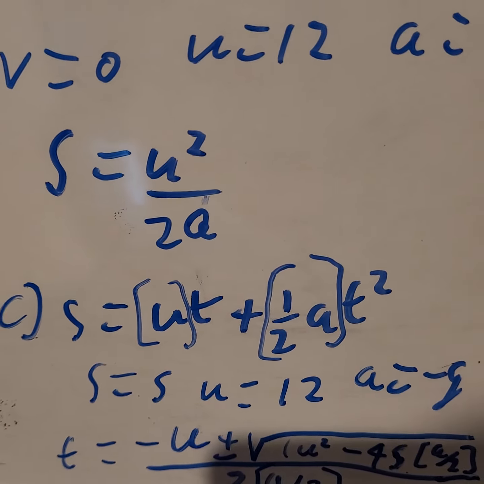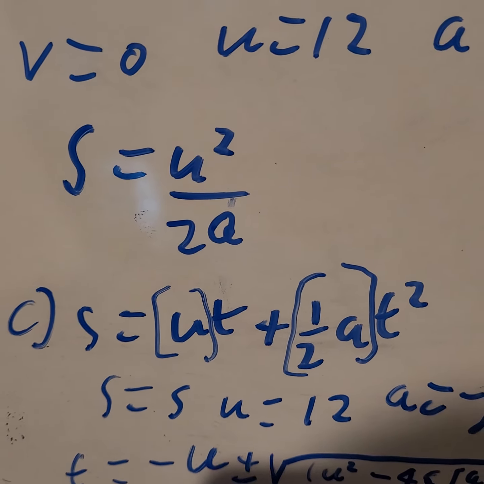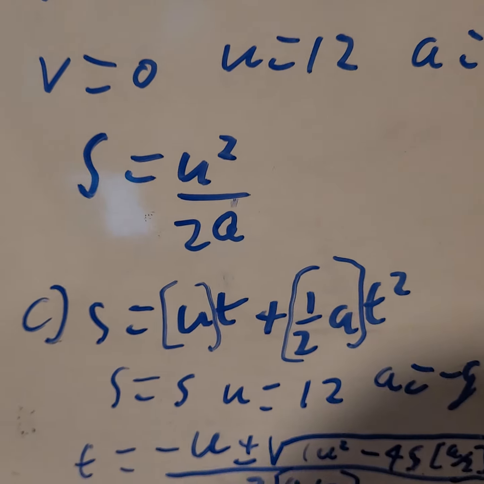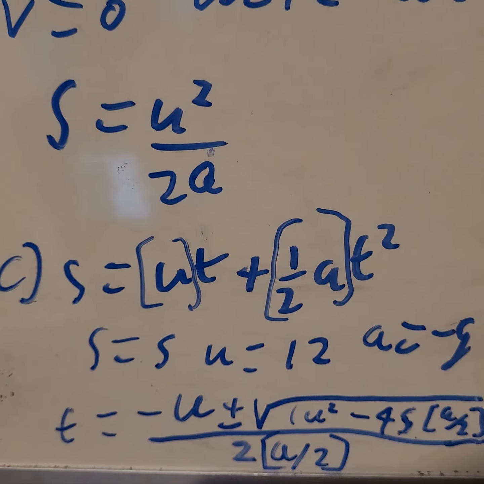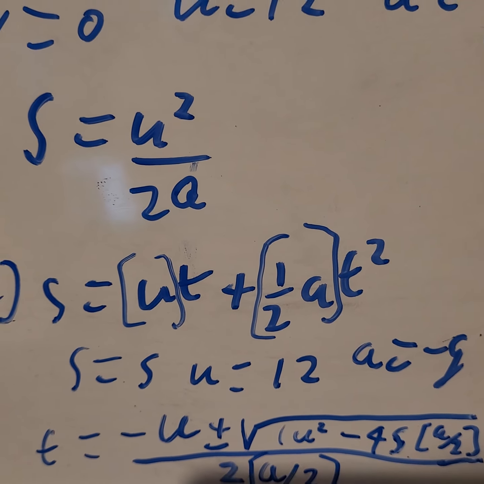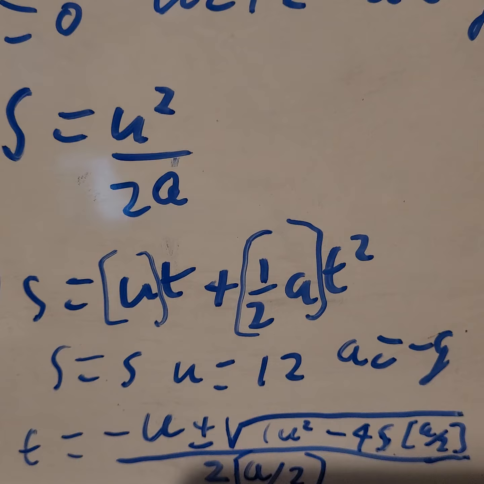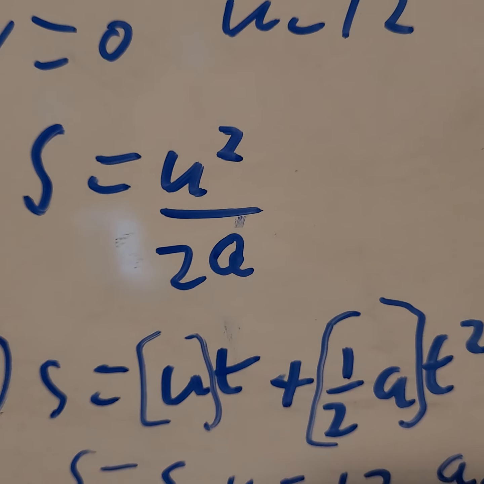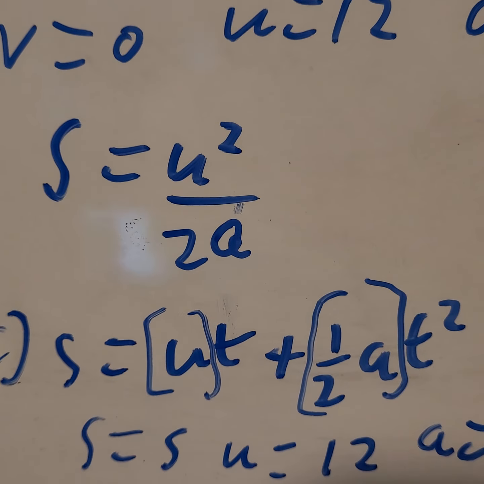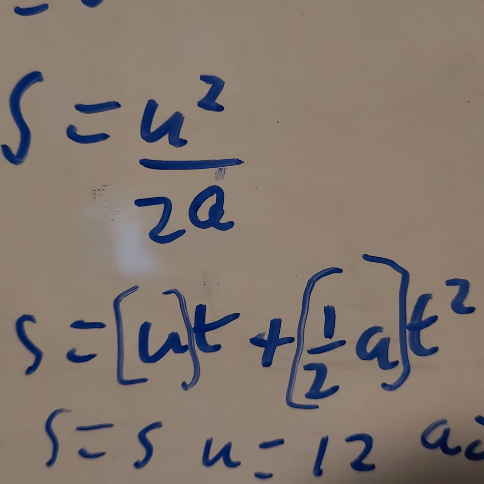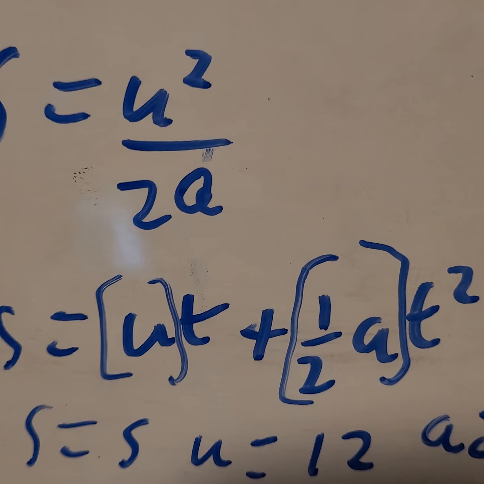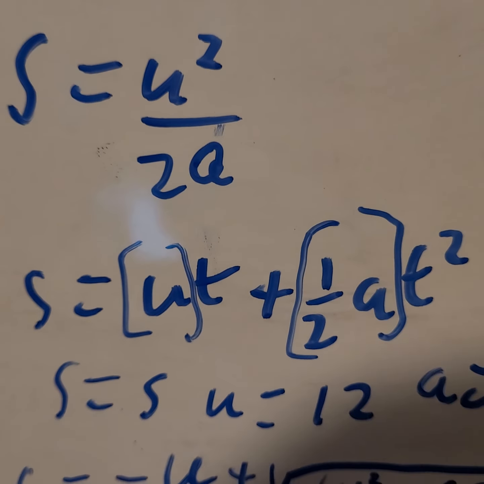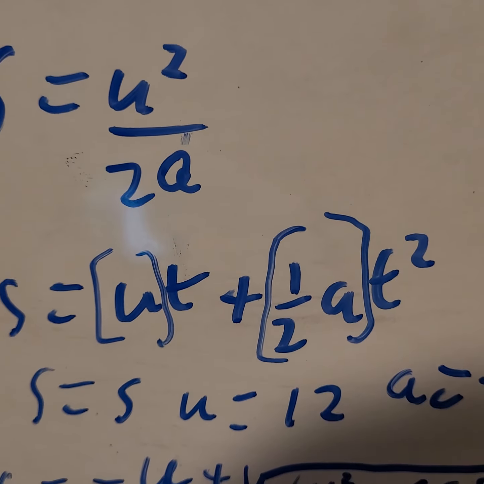The final part of the question is slightly trickier. It asks us to find the amount of time it takes the ball to reach 5 meters above the person who throws it. So we use this equation again, s equals ut plus half at squared, but I've got u in brackets and half a in brackets because these are basically coefficients to the variable t.